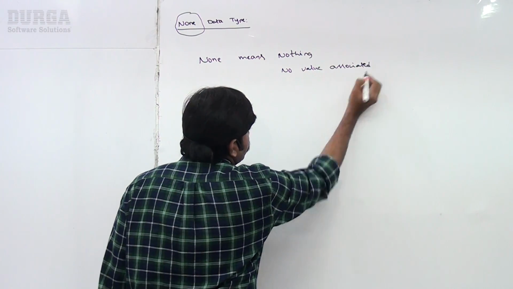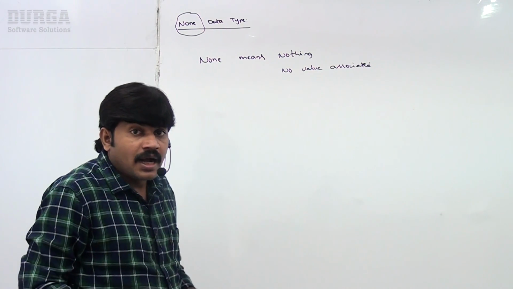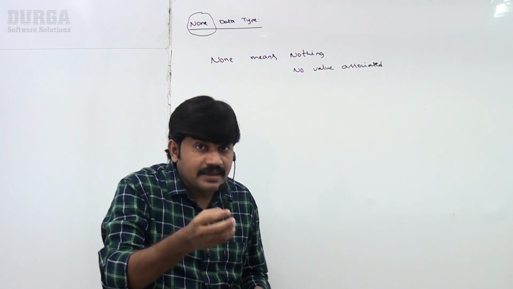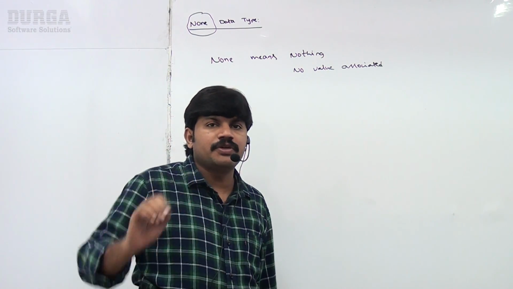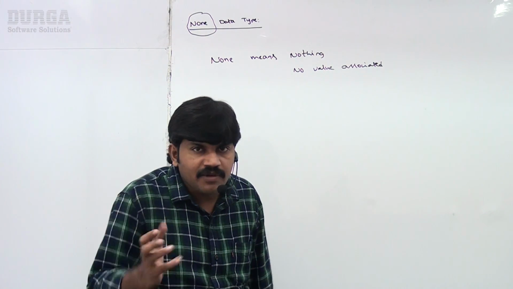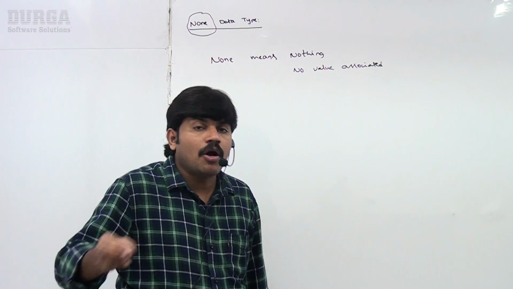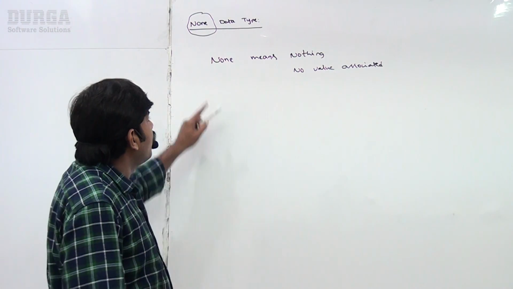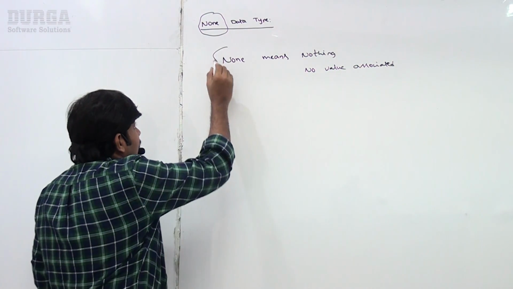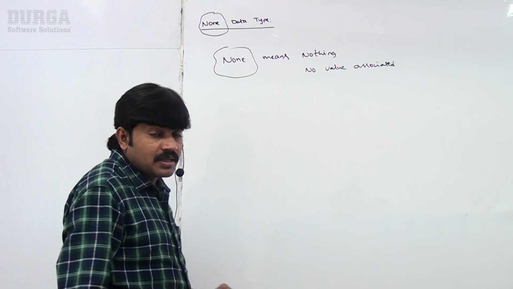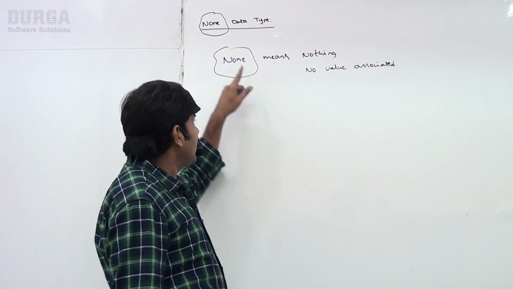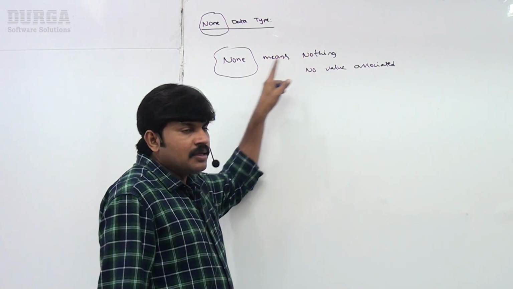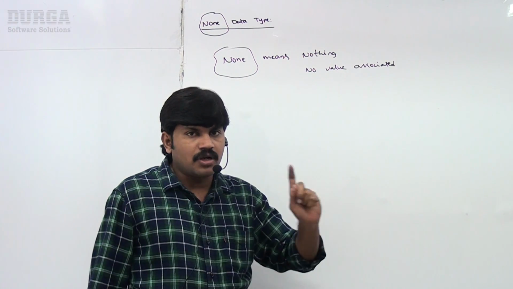Sometimes in our programming, I have to handle data where we are not having any value. Are you getting? There is some situation where I'm not having any value. I have to handle it. So how can you handle it? For that we require the None data type. Remember this one, sir. Then immediately you ask, can you please explain with an example? Don't worry, I will explain. None means nothing. None means no value associated.